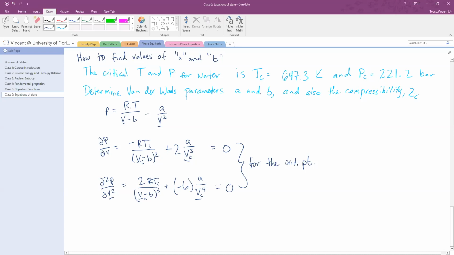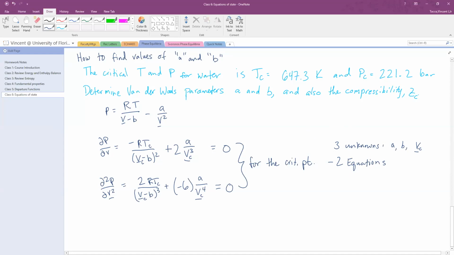So how many degrees of freedom do we have in this set of equations? Just from these two equations, I count 3 unknowns. My 3 unknowns are the parameters A and B that we were trying to find, and we also don't know the critical molar volume. Because we only have 2 equations, we are going to need another equation. It looks like 2 equations, but I just gave away that there's another equation.